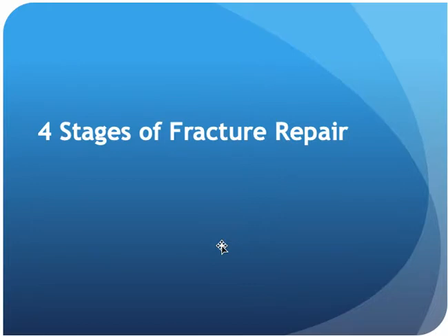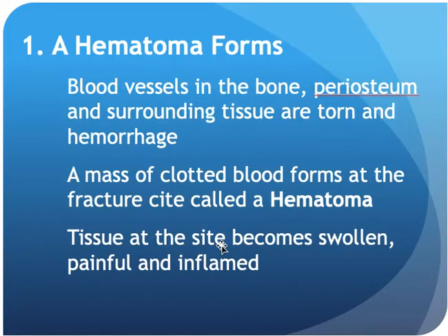Okay, so here are our 4 stages of fracture repair. And again, good to know. You want to know just what happens in each stage and how the first one leads to the next one, just like the bone growth. So the first thing that happens is that a hematoma is going to form. Blood vessels in the bone, the periosteum, and surrounding tissues are going to be torn. And again, we saw the picture of the bone where you have all those blood vessels and nerves going through all the different parts of the bone. Those are all going to get damaged, okay?